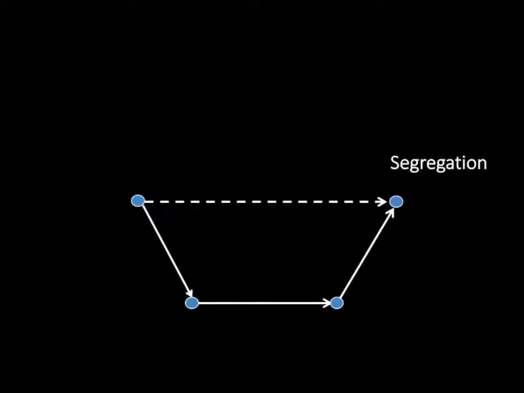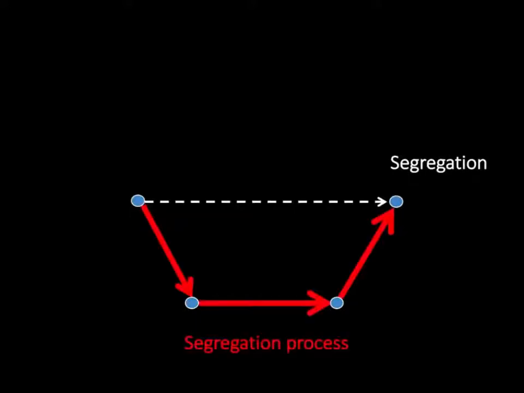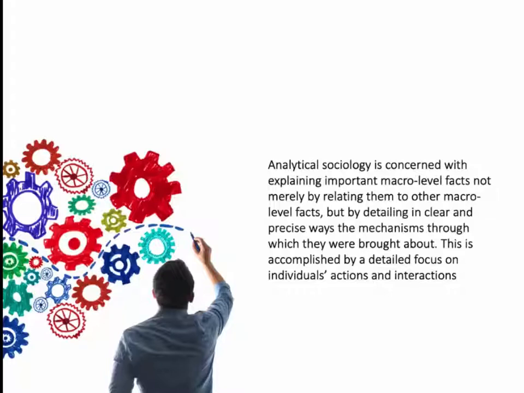Think about this picture here again. We have segregation. This is our lovely Coleman boat. We see it. Segregation is the macro-level phenomenon that we want to explain at the end of the day. This is the segregation process. That's what brings about that pattern at the end of the day. And in analytical sociology, you'll be concerned with exactly these kinds of processes.